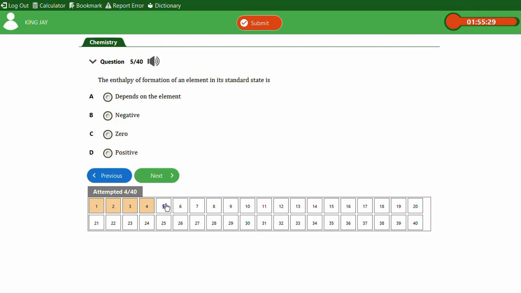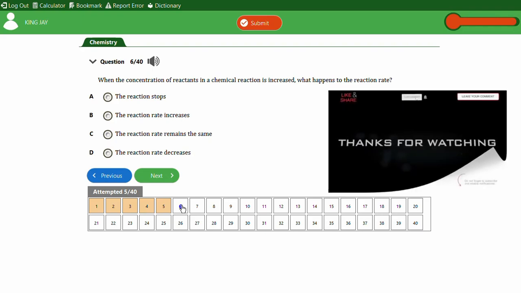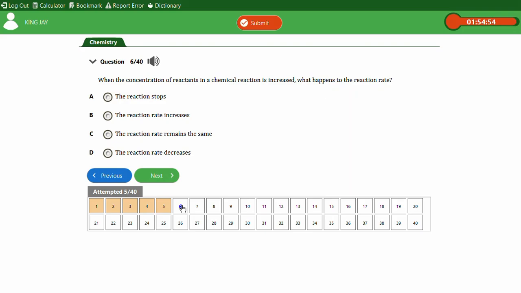Then question 5. The enthalpy of formation of an element in the standard state is 0. Yes. So it's not negative, it's not positive, it's not dependent on the element, it is 0, which is number C. So take note, guys, all of these are JAMB questions. That is what I want you to know. These are the frequently asked questions, likely questions that usually come out. They may change the details of the words, but these questions are often repeated.